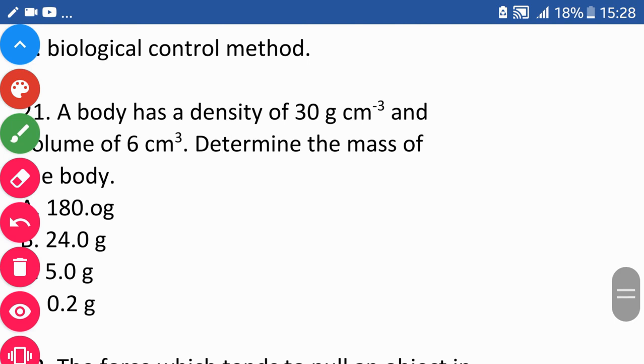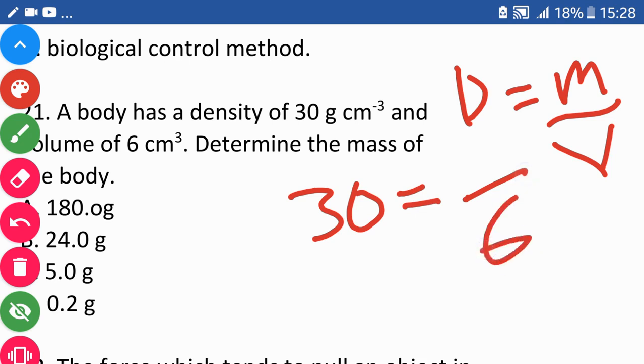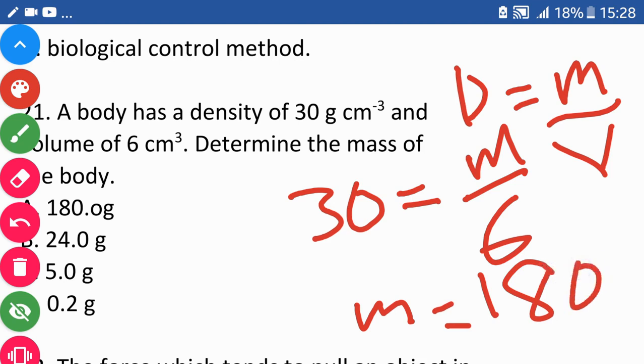The body has a density of 30 grams per cm cube. So density equals mass over volume. The density is 30, the volume is 6, and the mass we don't know, so we represent it with m. So m equals 30 times 6, which gives you 180. So our answer is A, 180 grams. The answer is A.